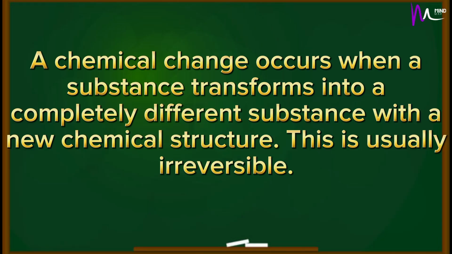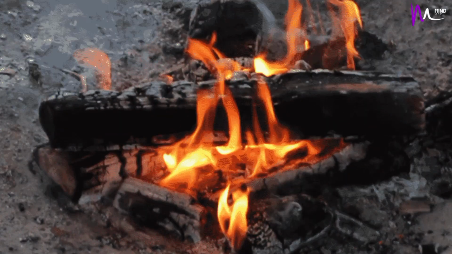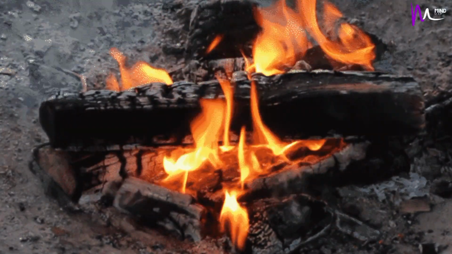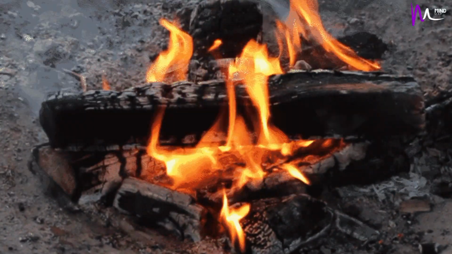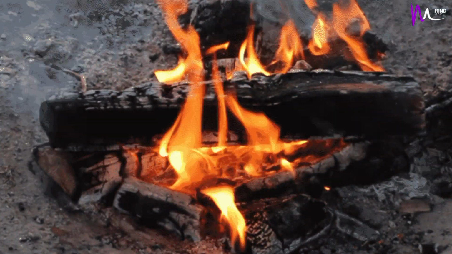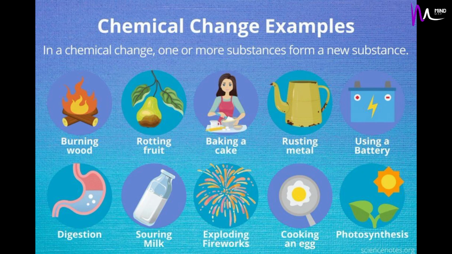Chemical change. A chemical change occurs when a substance transforms into a completely different substance with a new chemical structure. This is usually irreversible. For example, when you burn wood, it turns into ash, carbon dioxide, and water vapor, which cannot be changed back into wood. In a chemical change, one or more substances form a new substance.